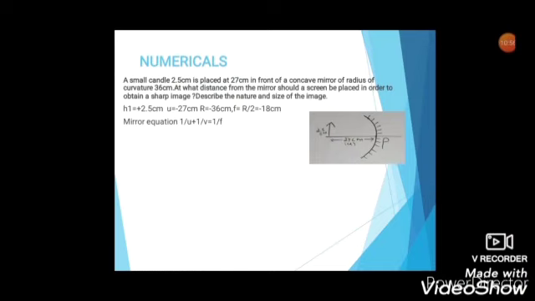Here again you have a positive, why? Because it is above the principal axis. Anything above the principal axis according to the Cartesian sign convention is positive. So it's plus 2.5 centimeter. u is your object distance. I told you, whether it's a concave or a convex mirror, I always keep my object towards the left of the mirror. So anything towards the left according to the Cartesian sign convention is negative. So object distance is negative, given by minus 27 centimeter.